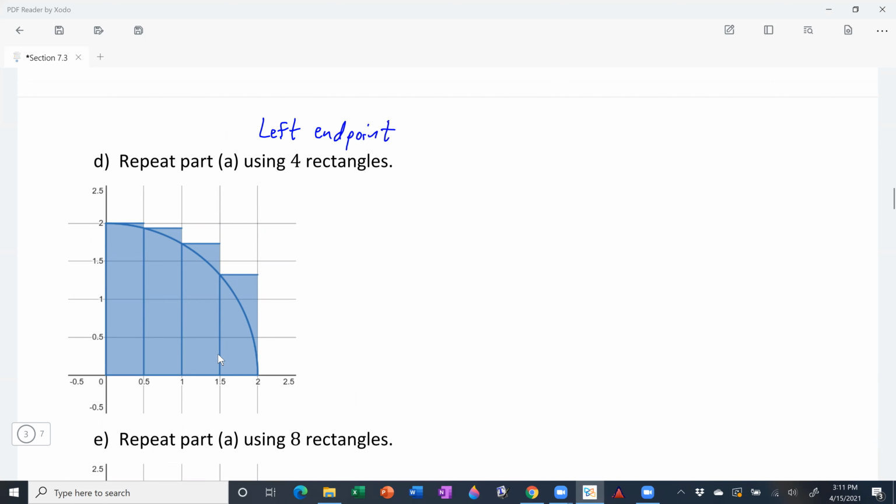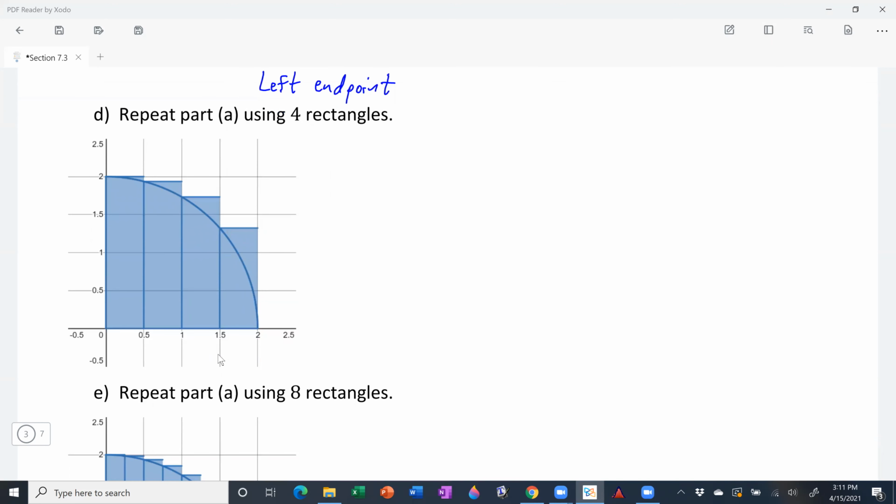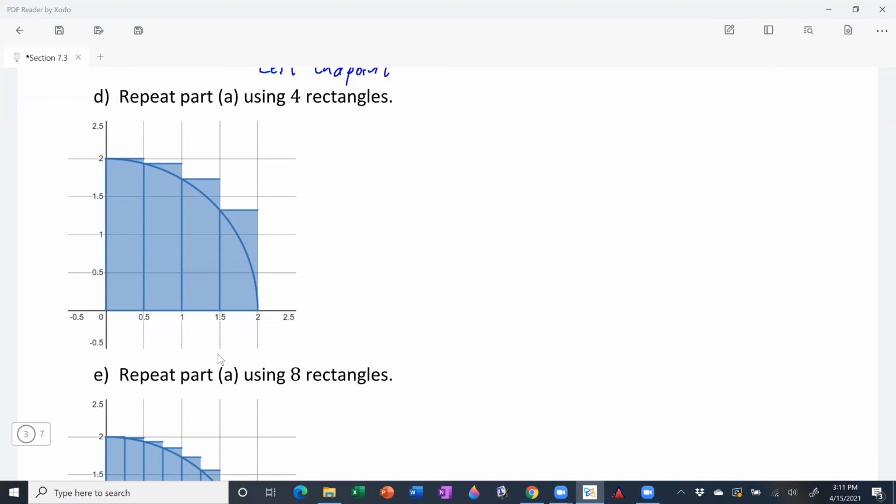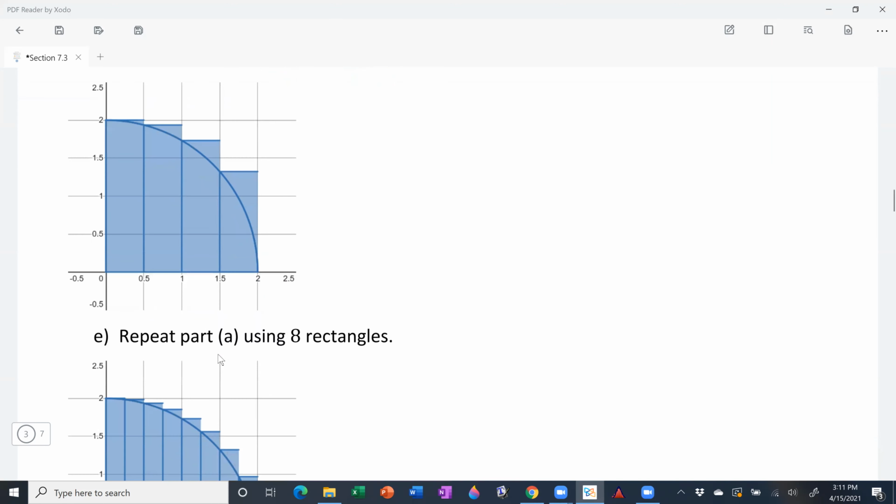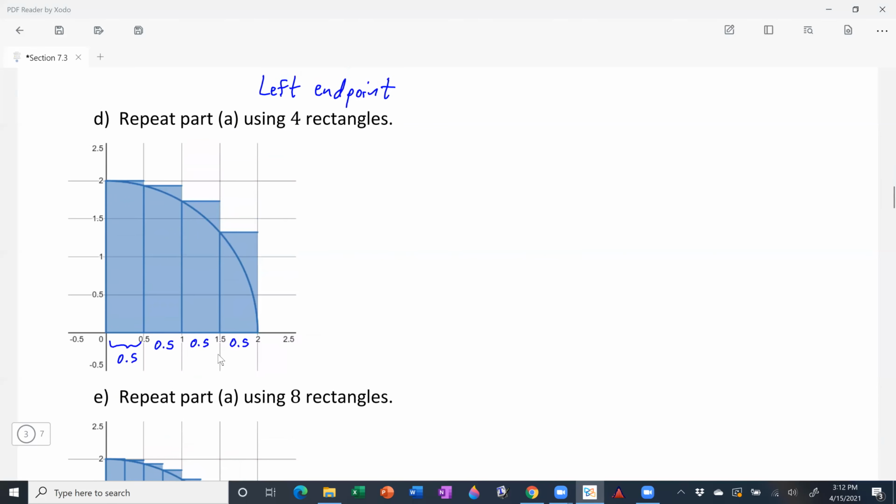Okay, so same thing, but now if we have 4 rectangles, we want to realize that, oh, okay, if we're going all the way from 0 to 2, now what's the width of each of these? Okay, the width of each of these would be the 2 divided by 4. So that's 0.5 on the width for all of them, okay? All of those have a width of 0.5. Okay, so then if we want to do the area now, we're good to go.